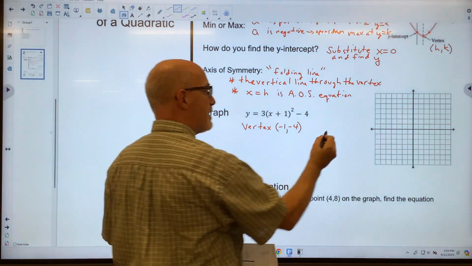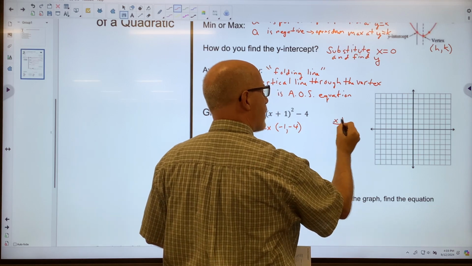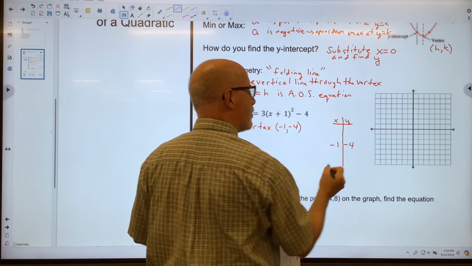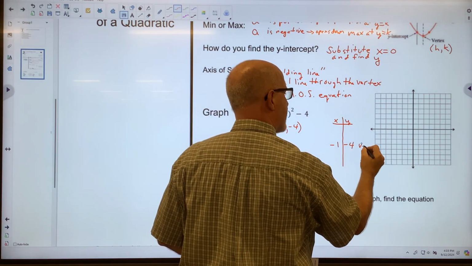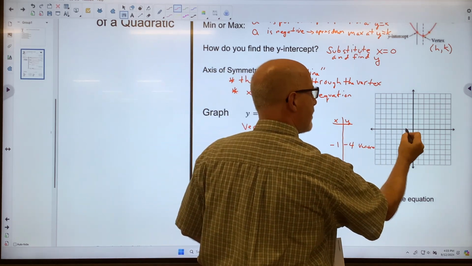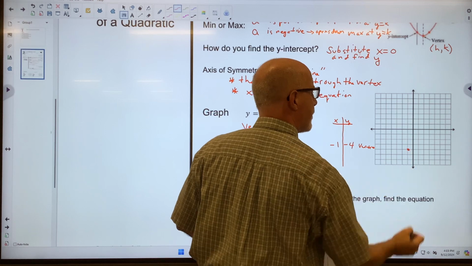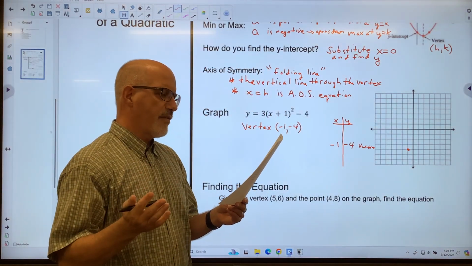Now when I set up a table, if you recall, we're going to put the vertex right in the middle of it. -1, -4 goes right in the middle of the table. This is the vertex. Let's go ahead and plot that point. -1, -4: 1, 2, 3, 4. Right there. All right, now let's go ahead and list some of the other information.